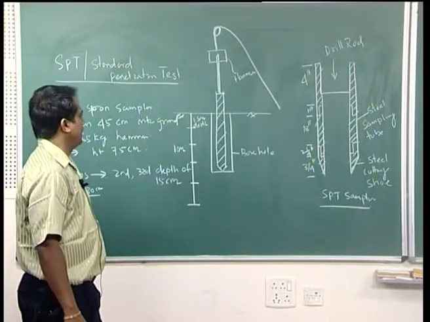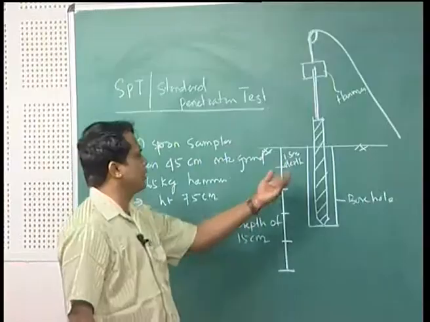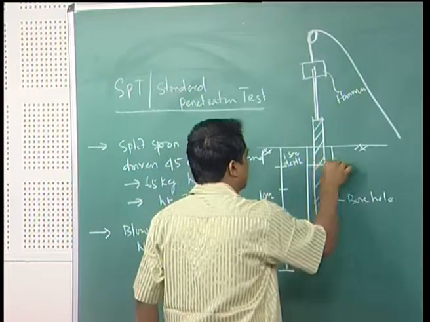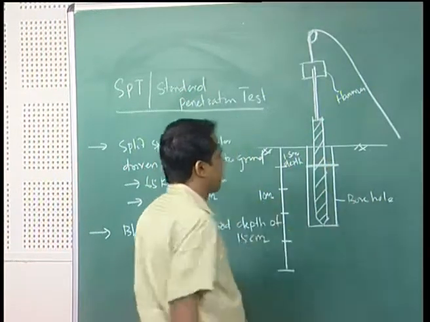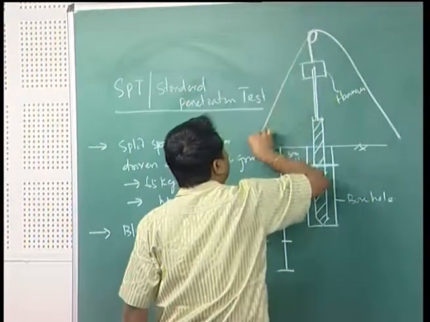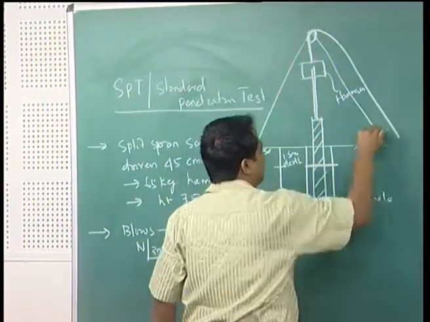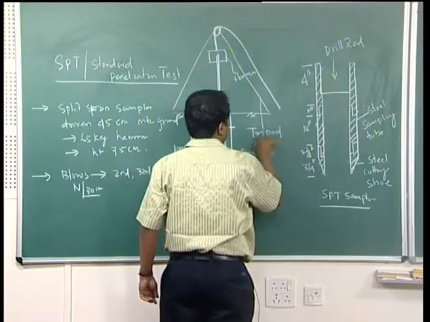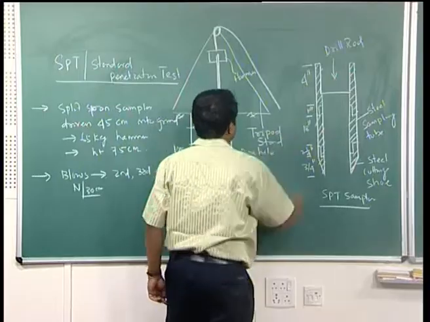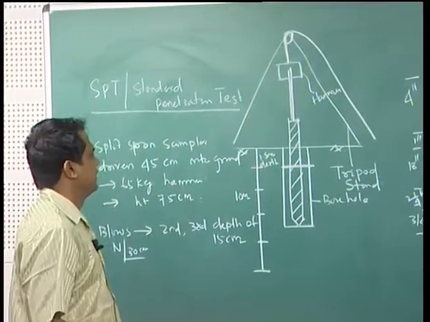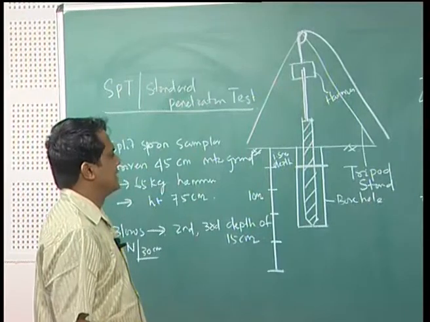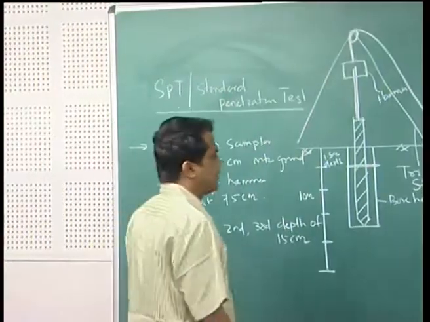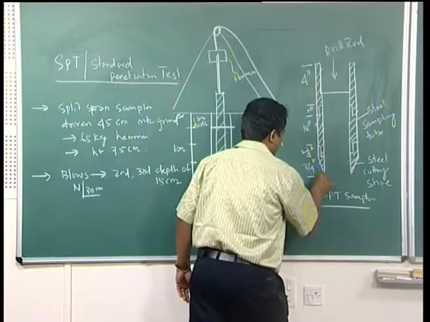So how is the process? First a borehole is made up to a depth of, let us say, 1.5 meter. Then by means of a tripod stand, this SPT sampler, it is called split spoon, this sampler is called split spoon.